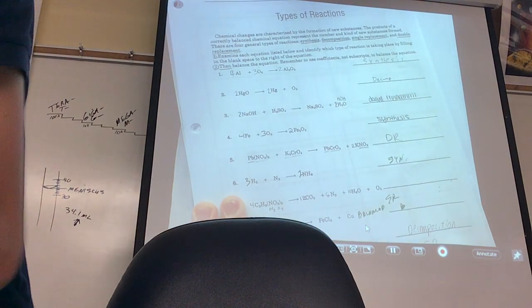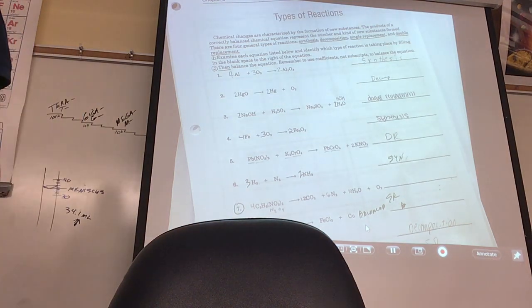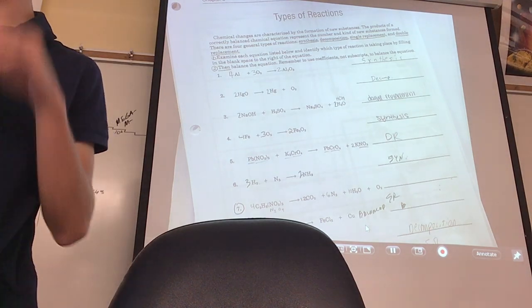Now, could this be reduced? No, because there's only one. One of those has that one coefficient, doesn't it? Yeah. All right, Mason, go ahead.